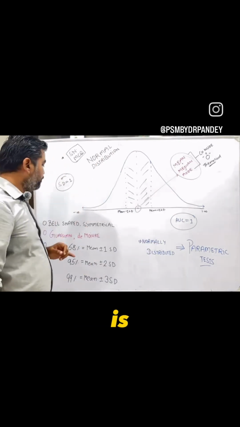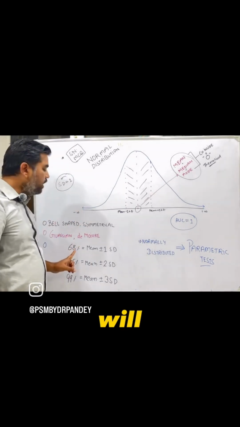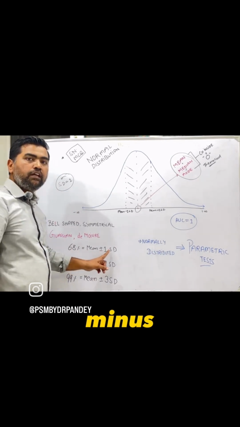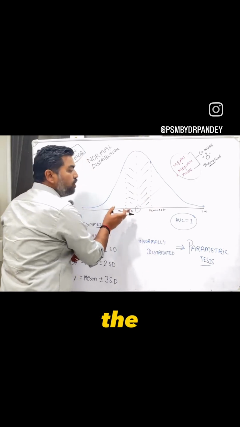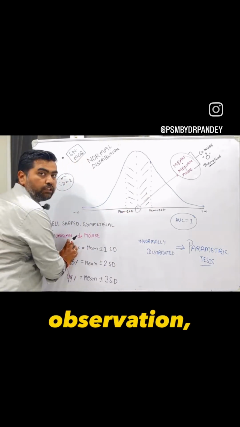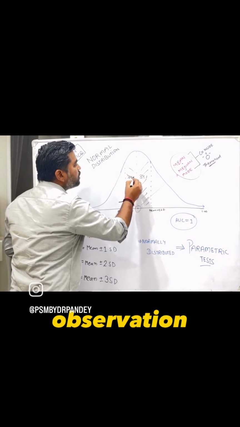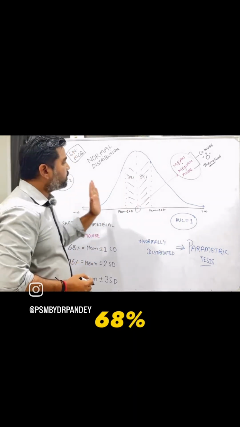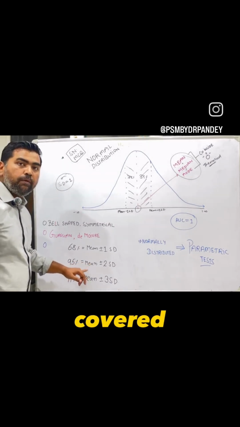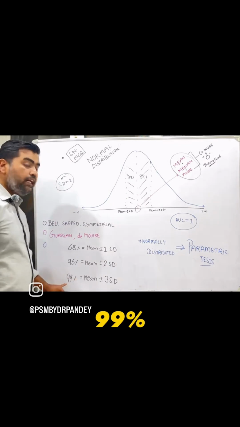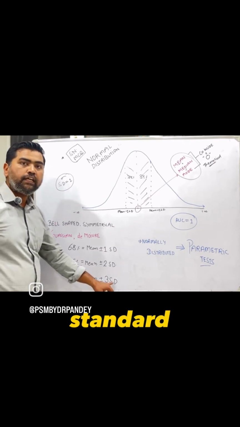Another important concept is if you have normally distributed data, then 68% of the values will lie between mean plus minus 1 standard deviation. The plus indicates the upper limit and the minus indicates the lower limit of the 68% observations, where 34% of observations will be on the positive side and 34% on the negative side, making it 68%. Similarly, 95% of data will be covered by mean plus minus 2 standard deviations, and 99% of the observations in normally distributed data will be covered by mean plus minus 3 standard deviations.